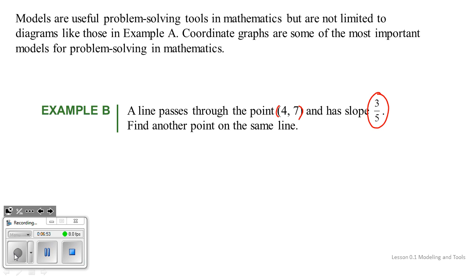Because an equation is also a model, right? Models aren't always just pictures, right? Models can also be equations. So what can I do here? I could create a coordinate grid. And I could plot my point (4, 7), and I could use a slope of positive 3/5 and find another point on the graph, right? Or, well, that's one way to do it. If you choose to do it that way, there's nothing wrong with that.